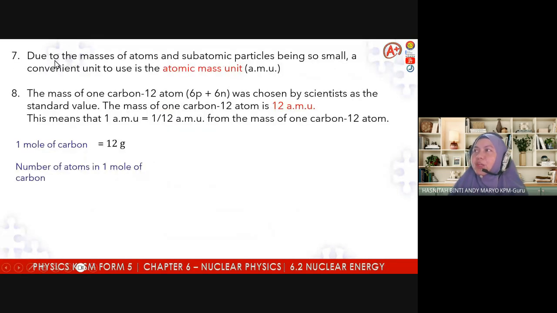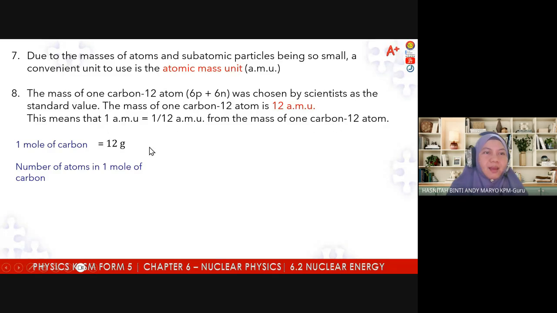Because the masses of atoms and subatomic particles are too small, we use a convenient unit, which is the atomic mass unit. I believe you understand this since you learned it in chemistry. They took carbon 12 as the reference to put 1 AMU at a standard value, where the mass of one carbon 12 atom is 12 AMU. Which means 1 AMU is equal to 1/12 of the mass of one carbon 12 atom.